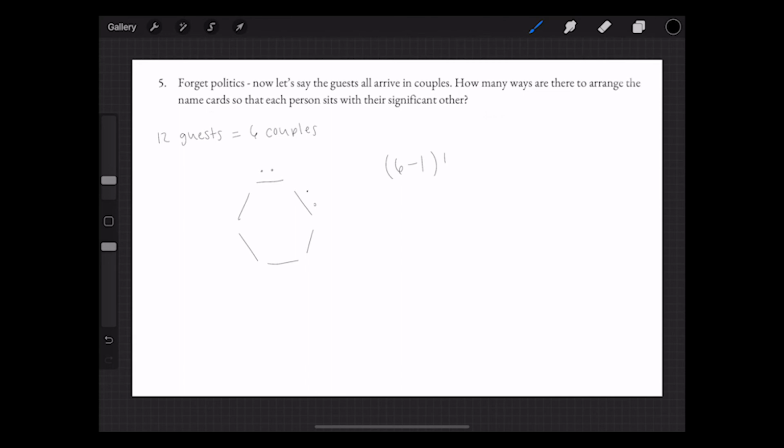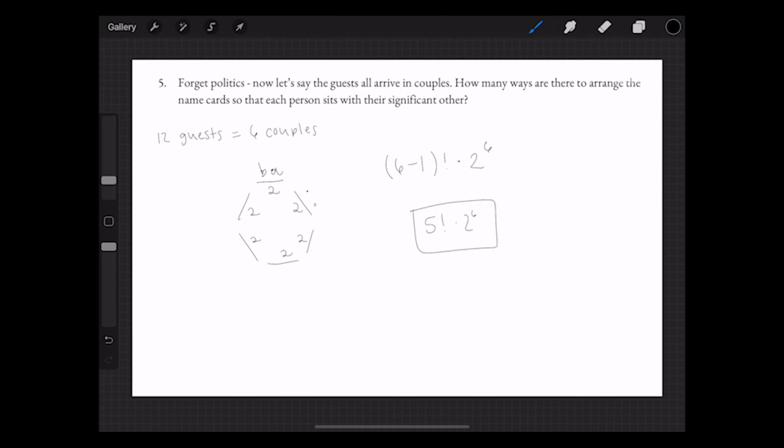Now that we have all the orders of couples, we have to count the orders within the couples. Again, if we were to give every guest a letter, this couple up here could be seated like this, or they could be seated like this. So there's 2 different ways we could order this couple, 2 ways for that couple, 2 different orders for all the couples, which gives us 2 raised to the 6th power. Now the total number of ways we can set our table is 5 factorial for the order of the couples times 2 to the 6th for the order within the couples.